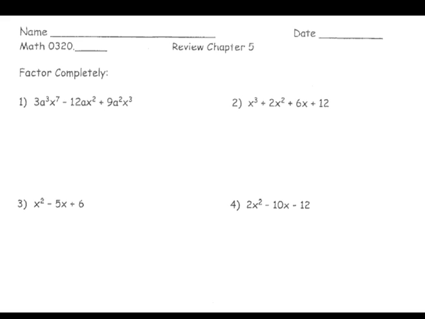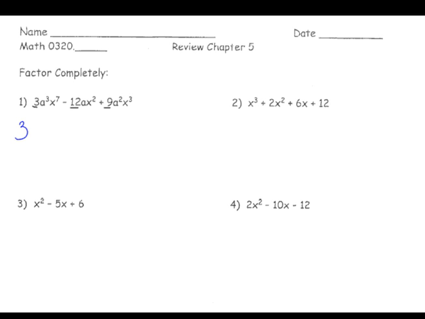320, Unit 3 Review. Instructions say factor completely. First thing you always want to look for is your GCF. So looking at my first one here, I can take a 3 out of each of the numbers. So I'll take a 3 out.